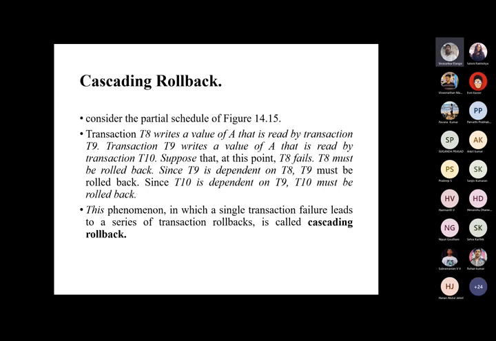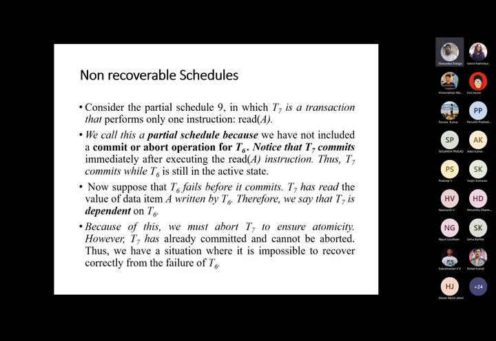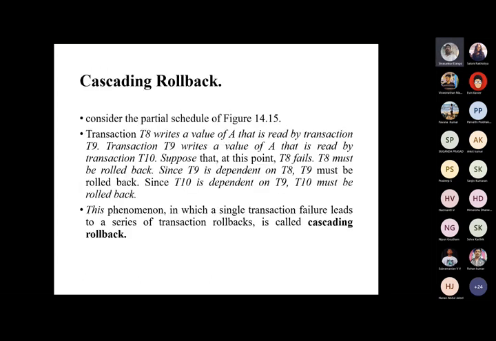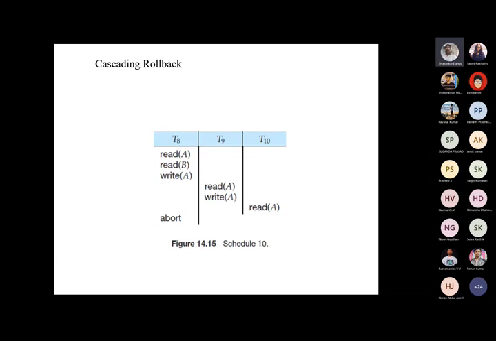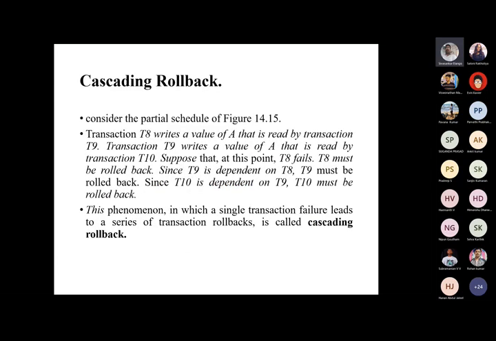Suppose at this point transaction T8 fails. Transaction T8 fails, it has to be aborted. So what should you do? Since T9 is dependent on T8, T9 must be aborted and rolled back. And since T10 is dependent on T9, it should again be rolled back.